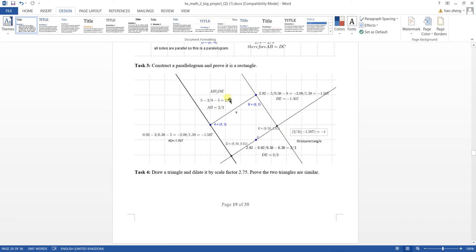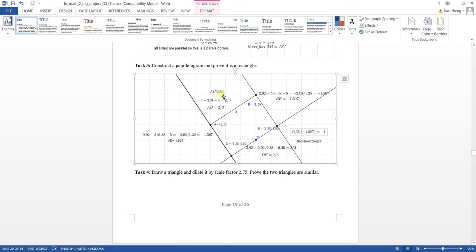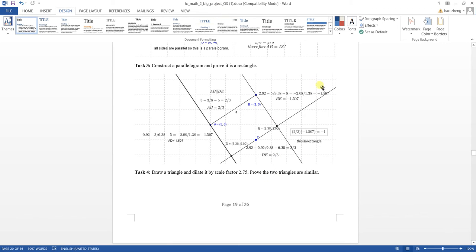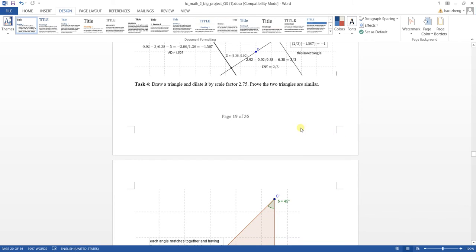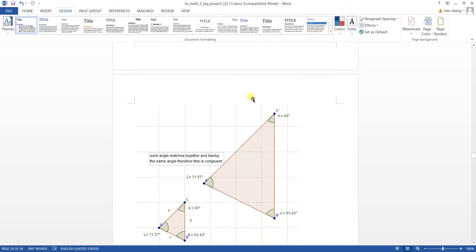So we do the same thing. The only difference is that we multiply the slope of this side by the slope of this side, and if we get -1, then it's a rectangle. I get -1, so it's good. We are getting a rectangle. Draw a triangle and dilate by a scale factor of 2.75.